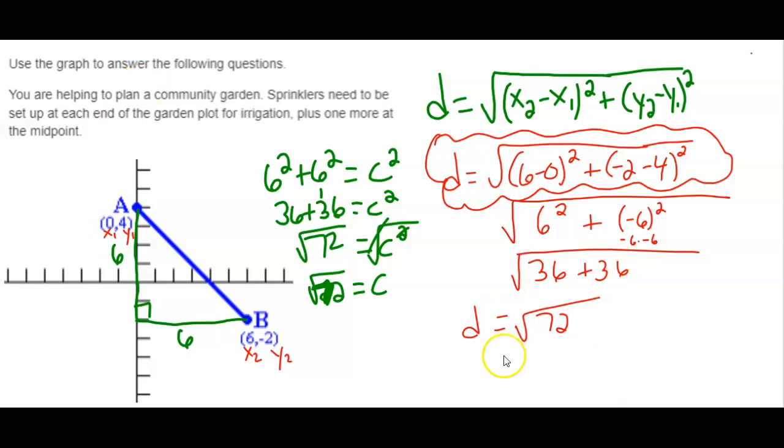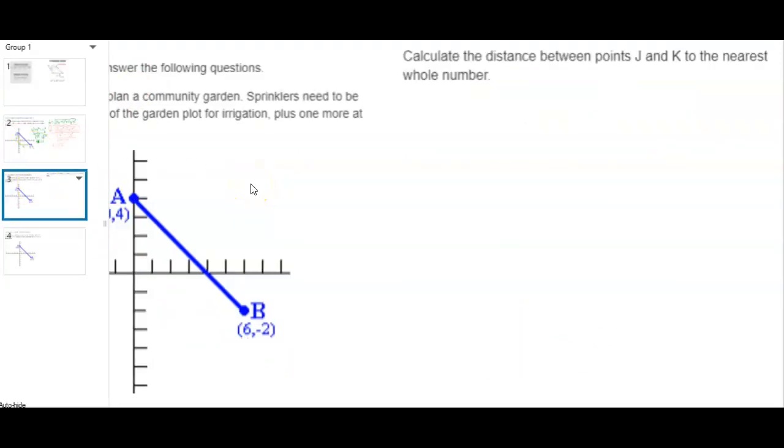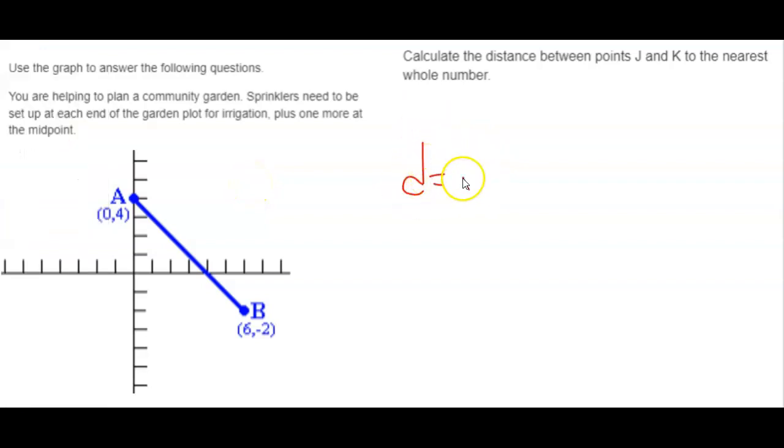So we already kind of found the distance as the square root of 72. So I'm just going to move that distance over here. D equals the square root of 72. But it doesn't ask for the square root of 72. It asks you to the nearest whole number. So that's when we're going to have to pull out our calculator.